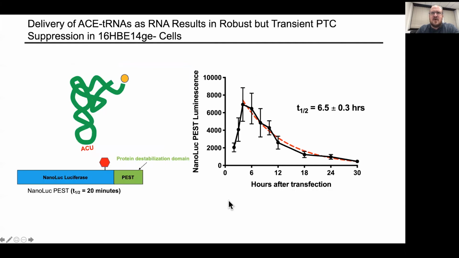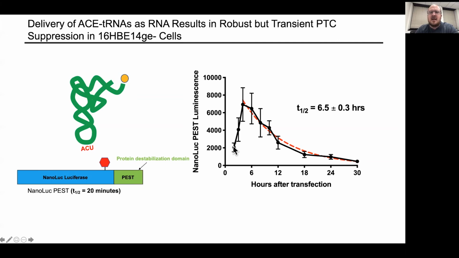Next, we wanted to see what the half-life of our ACE-tRNAs is as delivered by RNA. And in order to do that, our reporter had to have a shorter half-life than that of the thing that we were delivering. So we went to our PEST nanoluciferase, which again has a half-life of 20 minutes. And we made stable cell lines in 16HBE14o- cells that again have the R1162X mutation in CFTR. And we delivered RNA that was the arginine ACE-tRNA. And so we really didn't know what time frame to look at here, and so we just started really early and went on to 30 hours.